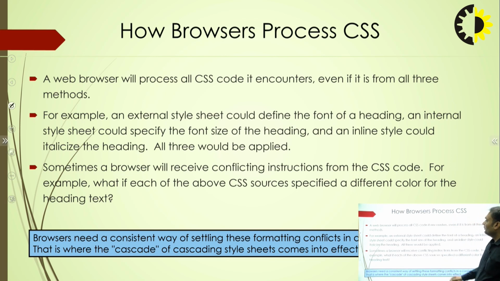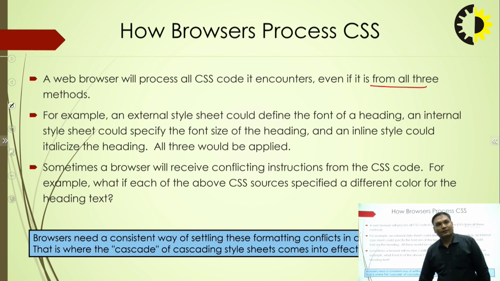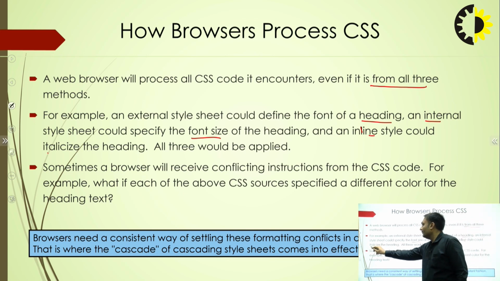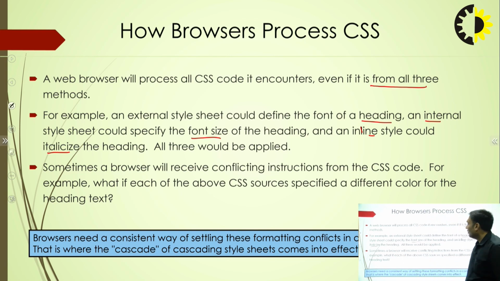A web browser will process all the CSS code that it encounters, even if it is from all three types of method, whether it is inline, internal, or external CSS. For example, an external sheet could define the font of a heading, and internal CSS could specify the font size, and inline CSS could specify to italicize the heading. All three will be applied by the browser.